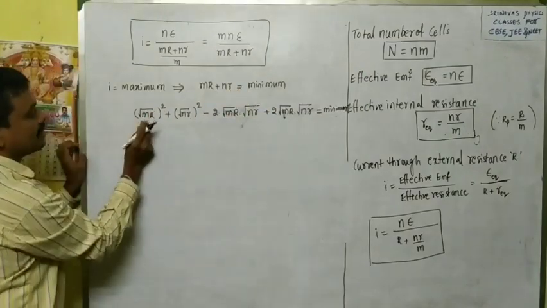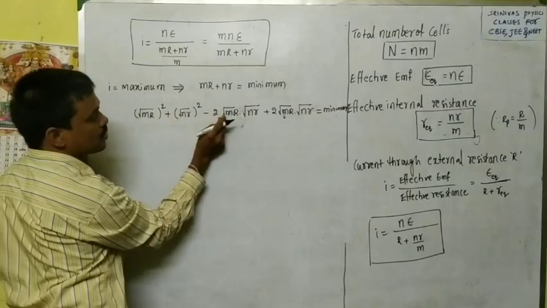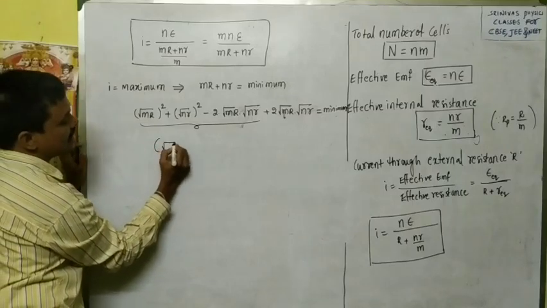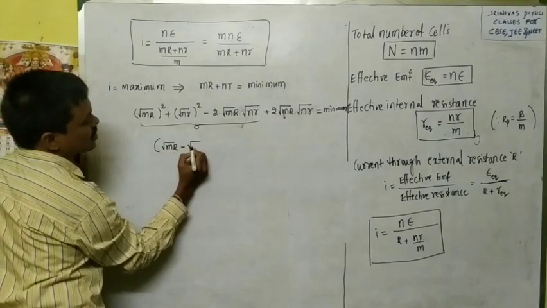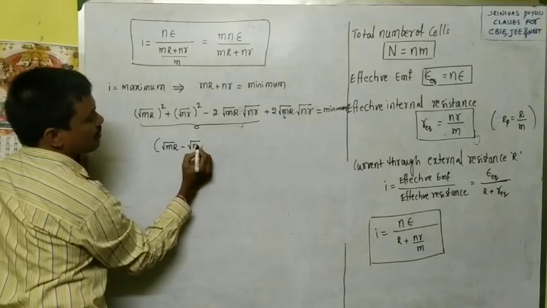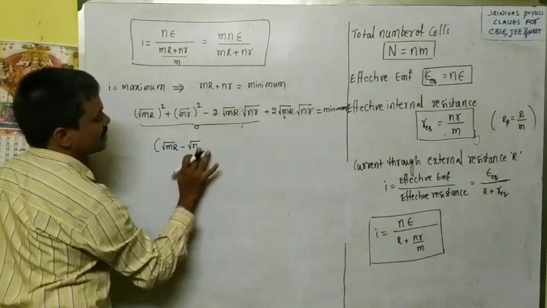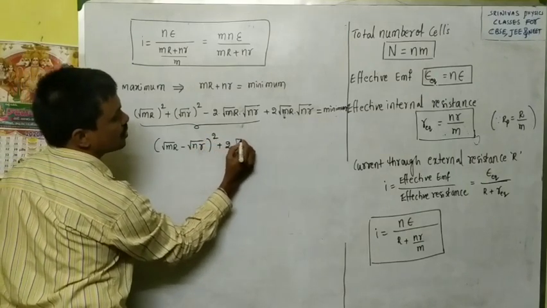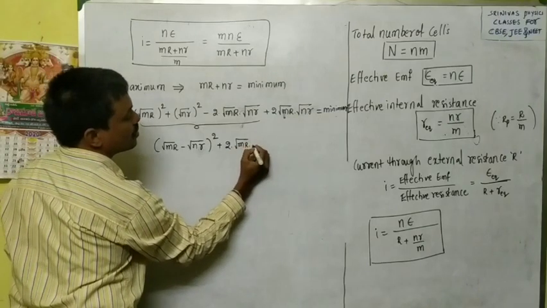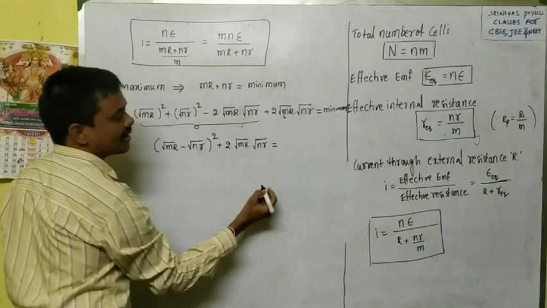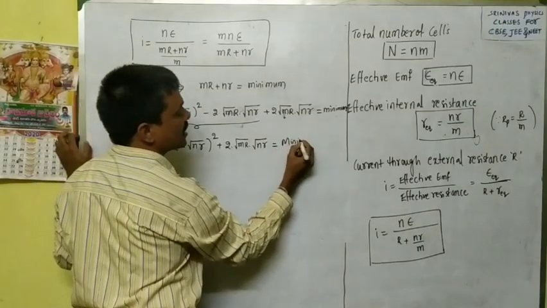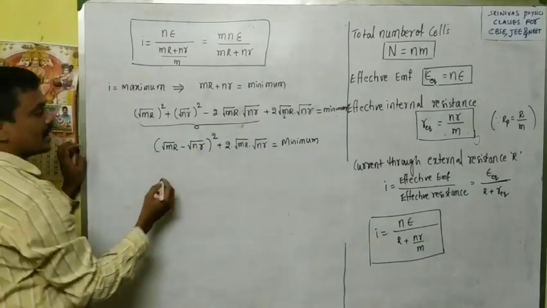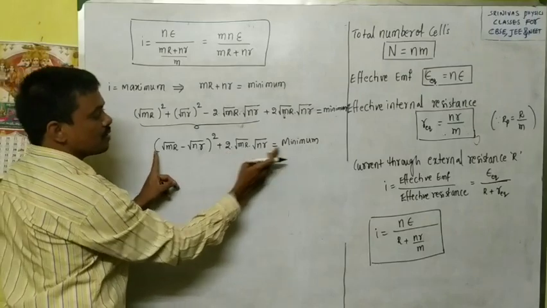Okay, then here we write the a square plus b square minus 2ab formula. This we write as a minus b whole square. That means this we write as root MR minus root NR, whole square, plus 2 root MR into root NR is equal to minimum. We should get the minimum. Okay, what I did here, I wrote this like a minus b whole square, and now I want this term to be minimum.